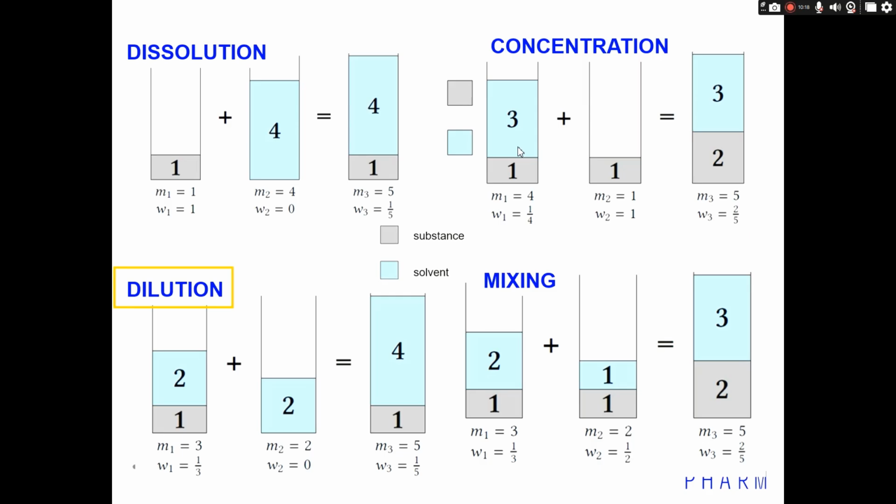The opposite of concentration is the dilution. We have the original solution in which one part is the pure substance and 2 parts are the solvent. So the mass fraction is 1/3, and by adding 2 parts of the pure solvent with a mass fraction of 0, we again obtain a solution of 5 parts, of which only one is the pure substance and the remaining 4 are the solvent. The mass fraction of the substance in this final solution will be 1/5.